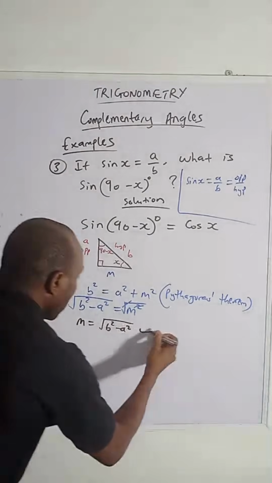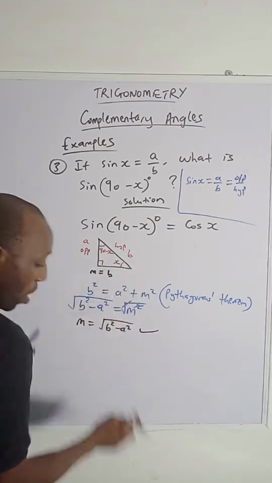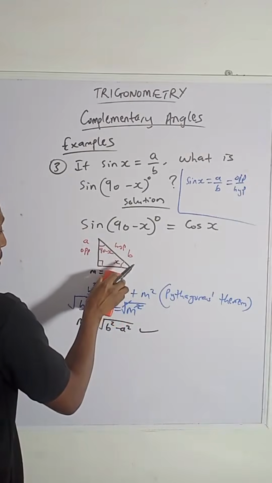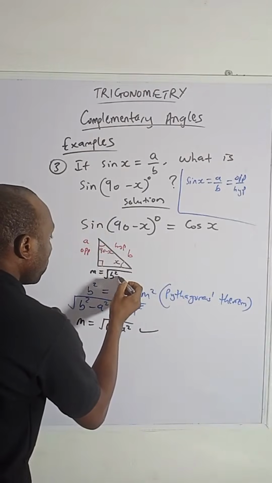Do you understand? So I have this already, which means I can just say m here is equal to the square root of b squared minus a squared.